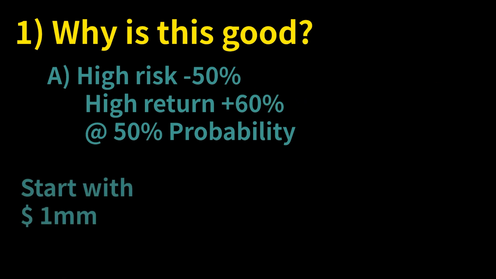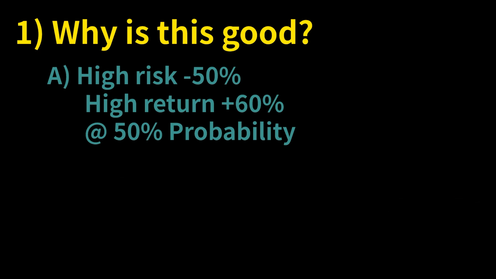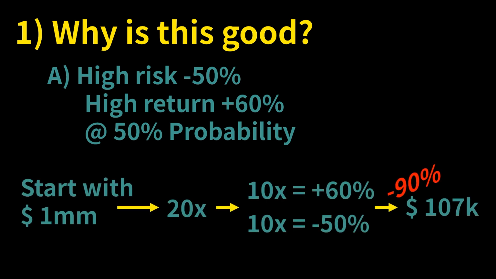So now let's start with $1 million and then make 20 bets. So 10 of the scenarios will make 60%, and another 10 will lose 50%. And as a result, the resulting portfolio will have $107,000 of value, which is about a 90% loss. So even though this odd looks pretty reasonable, if we actually run the numbers, if we do not contain the risk, we can lose a lot of money by doing this over and over.